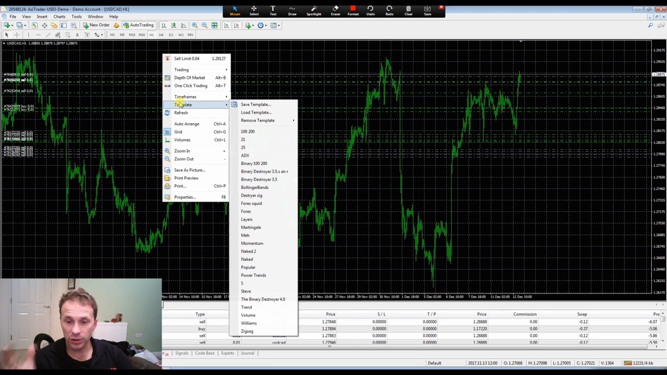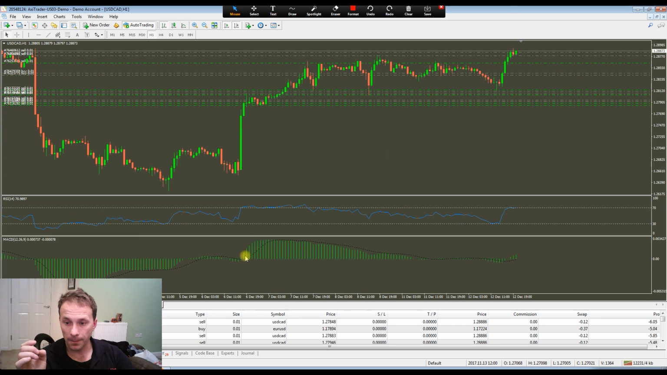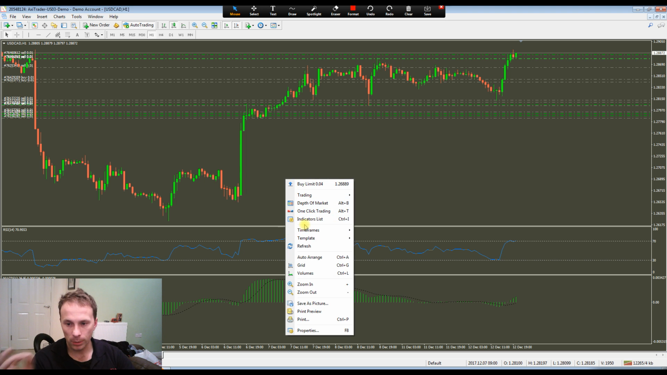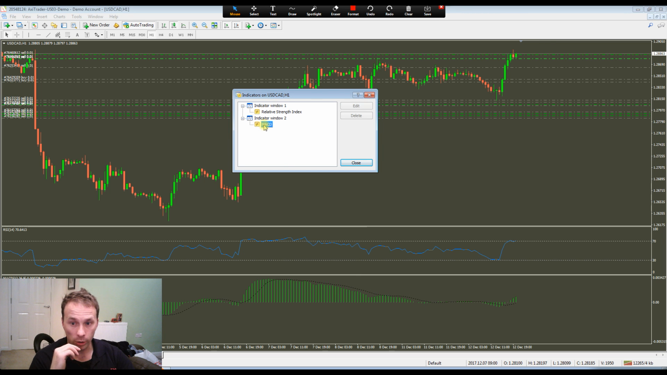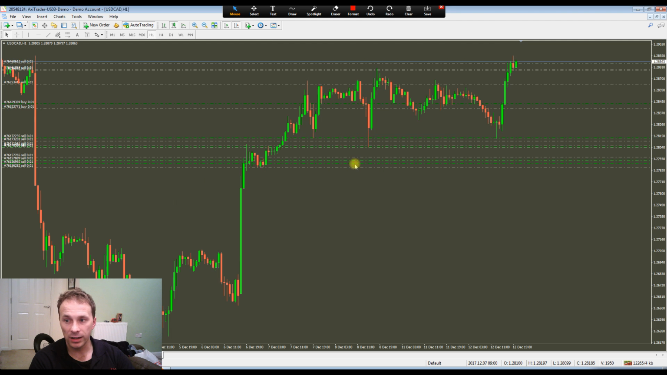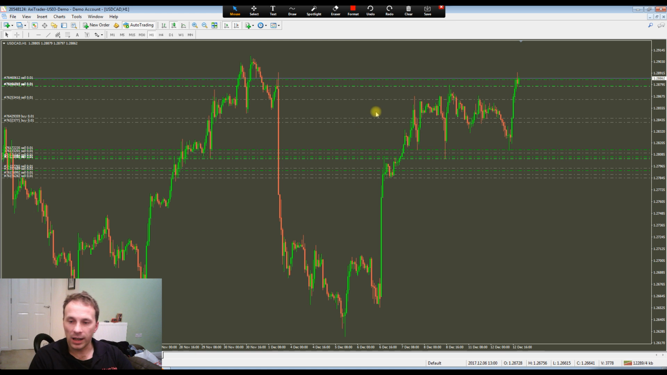So let's just load up, okay. Now this here, you see we've got MACD and RSI. Let me delete that. And these here are indicators. We're not using indicators today, we're using just pure price action. So I'm going to delete the RSI, and forget these lines here, that's just the EA with a load of trades on. We are purely just going to trade price action.